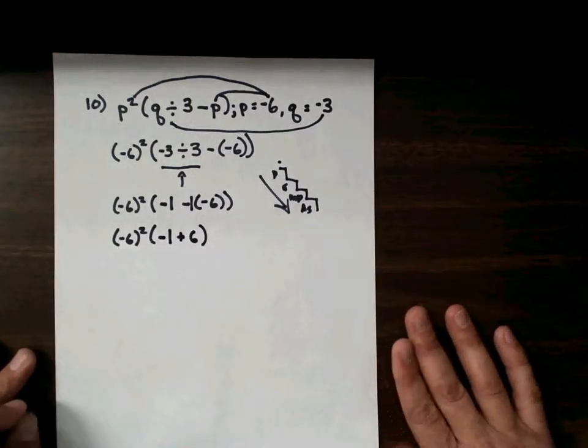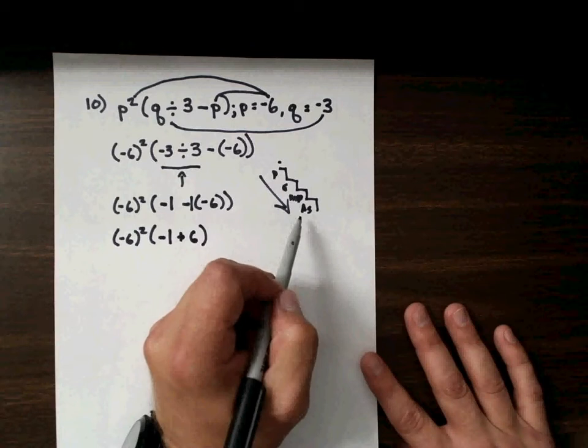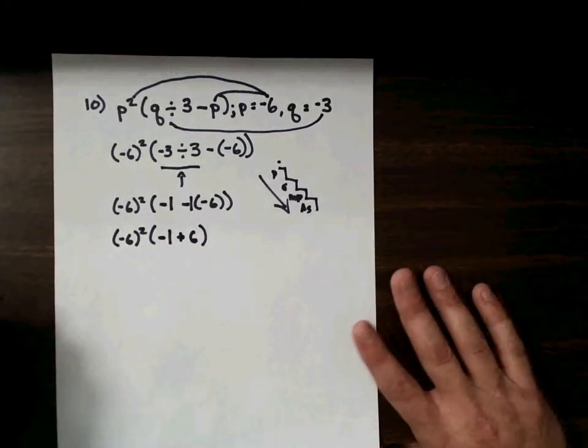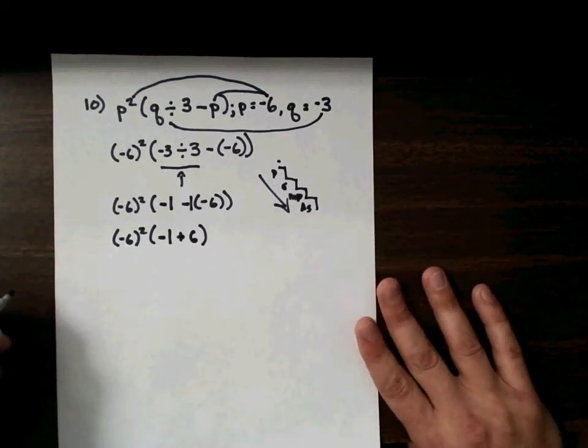Am I still inside my parentheses? So I've taken care of multiplication and division inside my parentheses. I move to adding and subtraction inside of my parentheses. So what is -1 plus 6? 5.